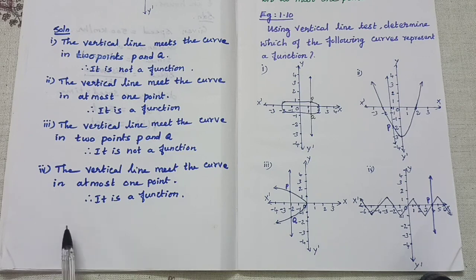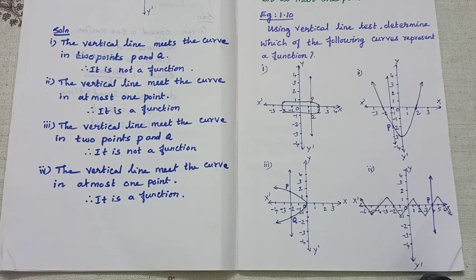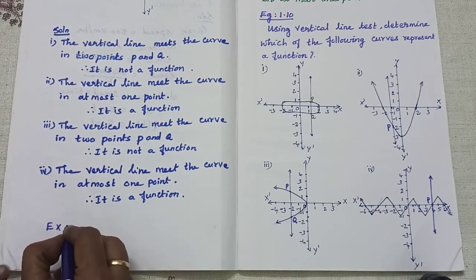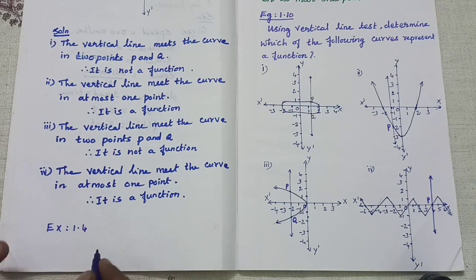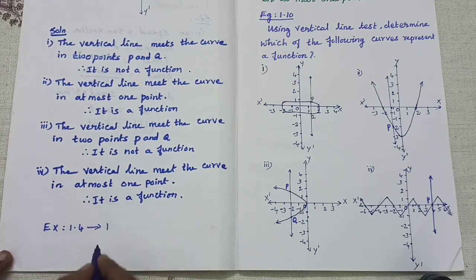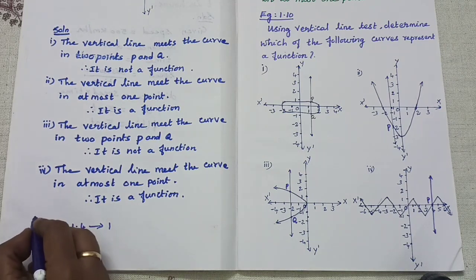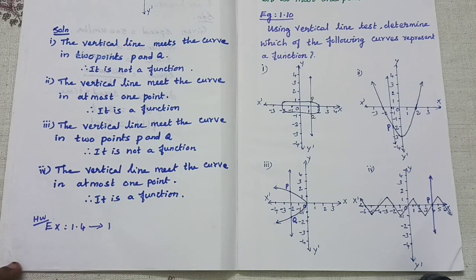Have you understood? Like this, one more question, a book bag given. That question you do as homework. Then exercise 1.4. The first question for your homework is using the vertical line test. Here 4 subdivisions are given. The vertical line is not given, so you draw the vertical line. Then afterwards you write the answer.